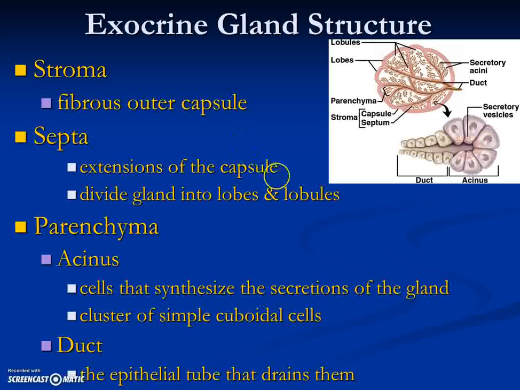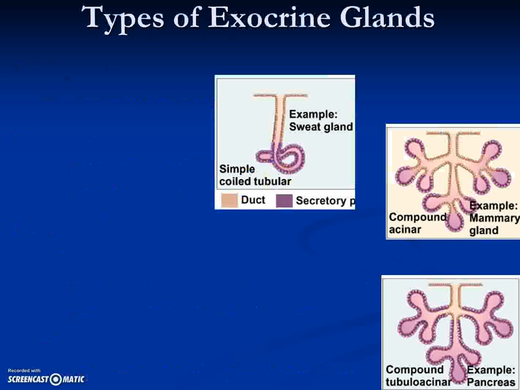Now, we can name these exocrine glands, and it's very similar to naming epithelial tissues. First, we look at the number of branches. Okay, if it has one duct that has no branches, that's simple. If it has a duct that has more than one branch, then that's compound.